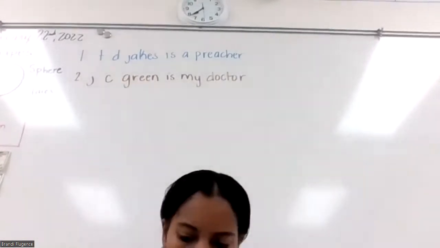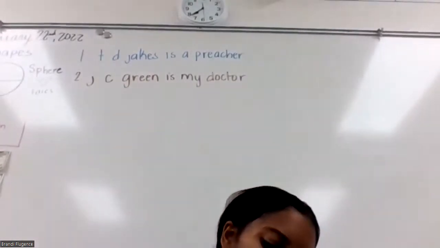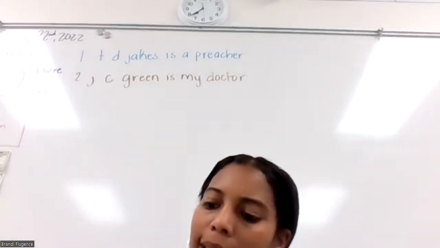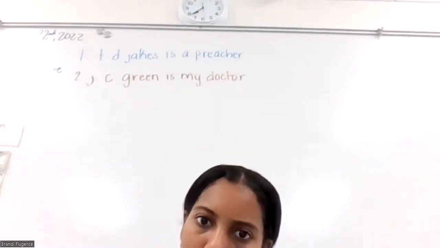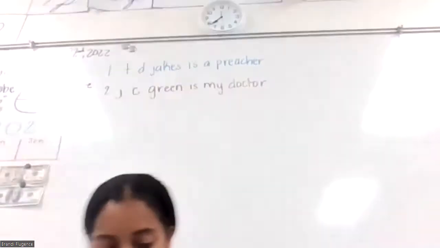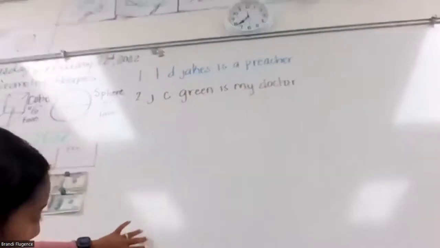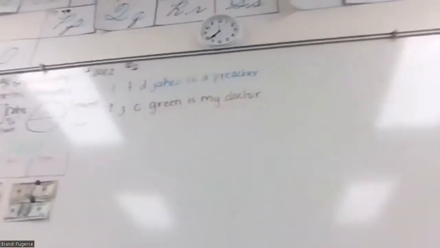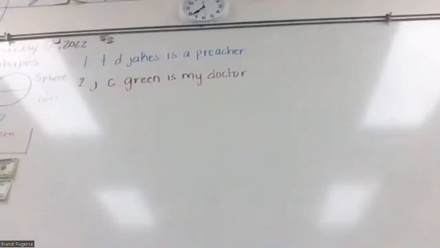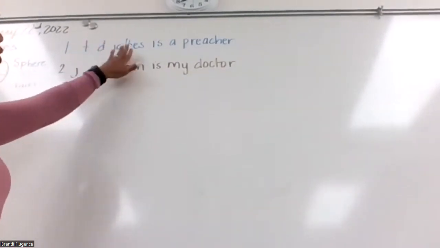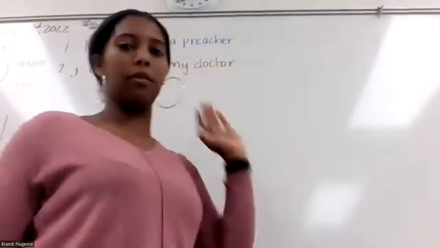All right, so are we ready? So I have 2 sentences on the board. I have some names, they have some initials, and then they have the last name written out. Okay, so let's look at number 1. It says T.D. Jakes is a preacher, which he really is.